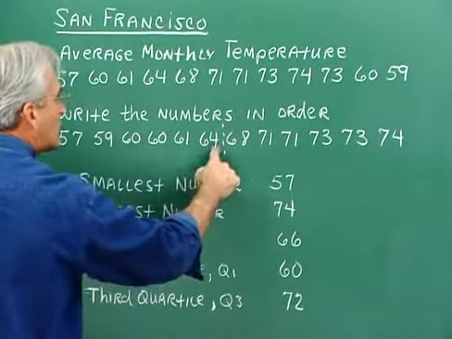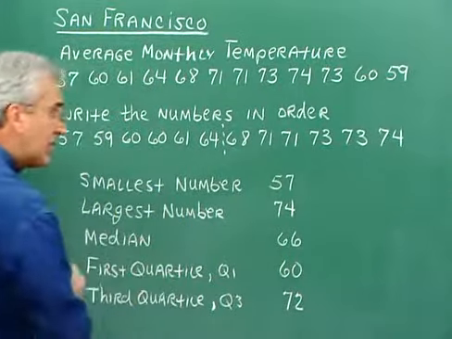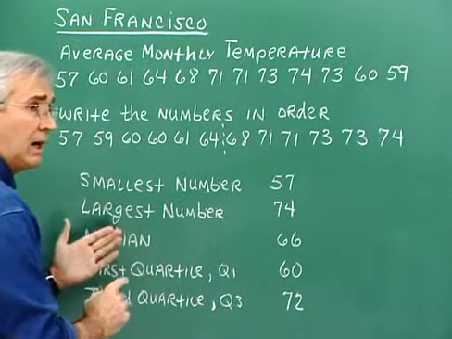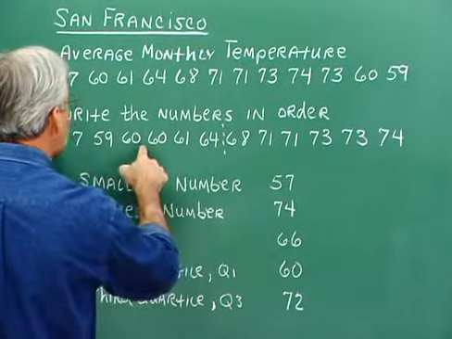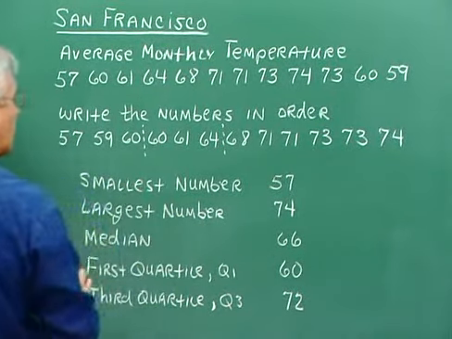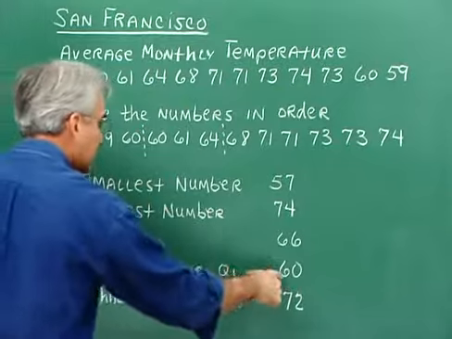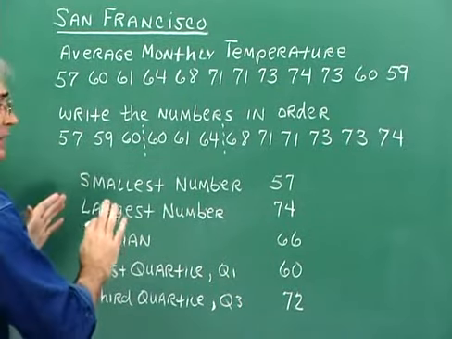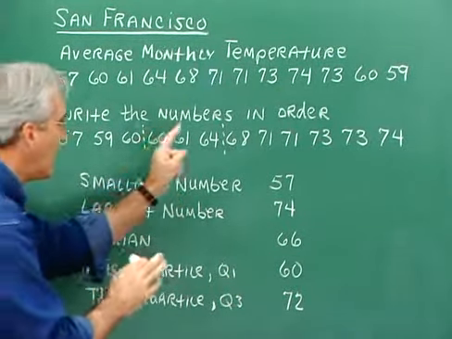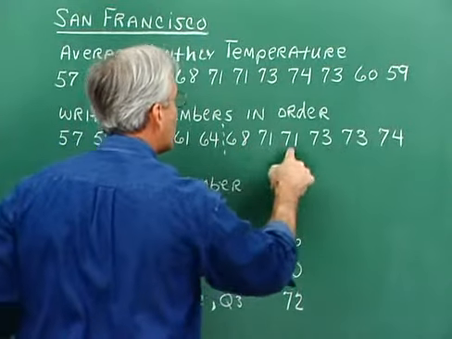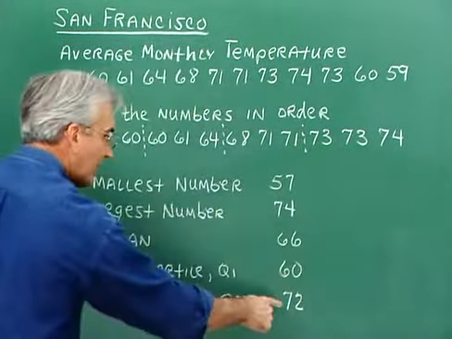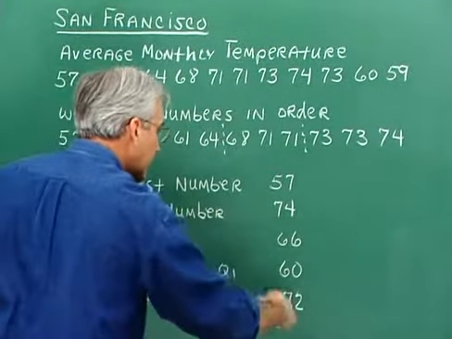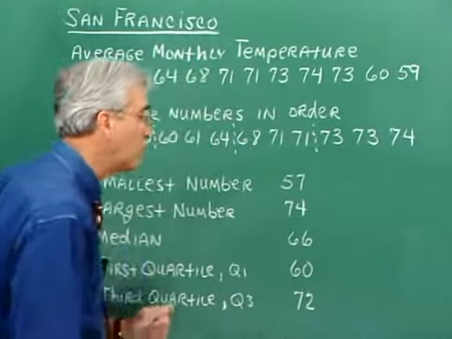Right in between 64 and 68 is 66. Now, the first quartile is a number which is in between this third item and fourth item. Between 60 and 60, that's easy, it's 60. And then the third quartile is out here. I'm counting over 1, 2, 3. So it's between 71 and 73. That would be 72. So with this information, let's go and make a box and whiskers plot.